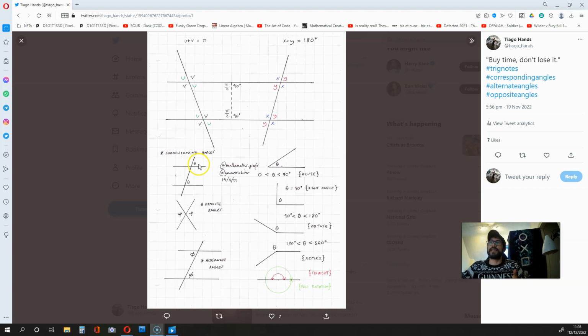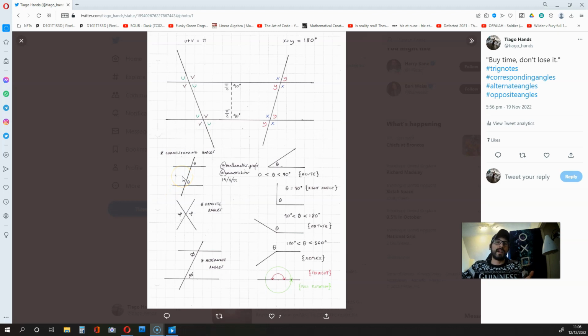Now this drawing over here is very important because from here we can define three different types of angles. That is corresponding angles, opposite angles, and alternate angles. Now let's see if we can find these angles in this drawing up here. So here we have corresponding angles. So we can look at the u up here to the left and the u down here to the left. They would be called corresponding angles.